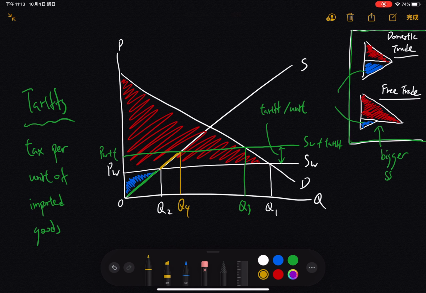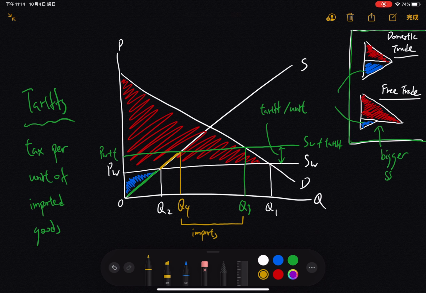Okay, because now the domestic producers are able to produce more, and the domestic consumers can only consume a lesser amount of goods. And that's why this distance here is where the importers are able to get their revenue from.